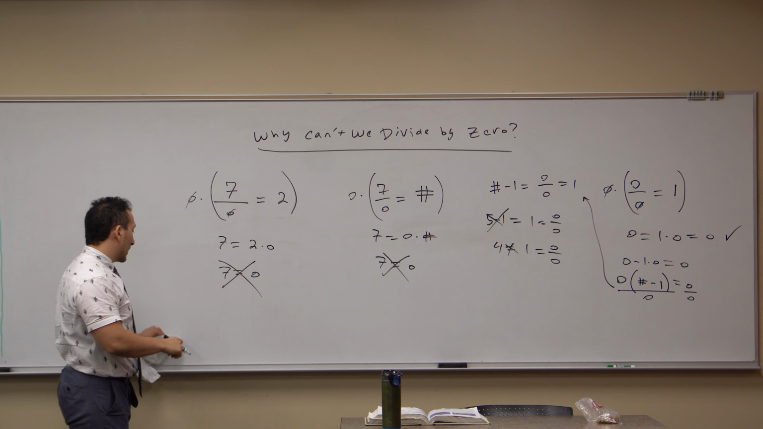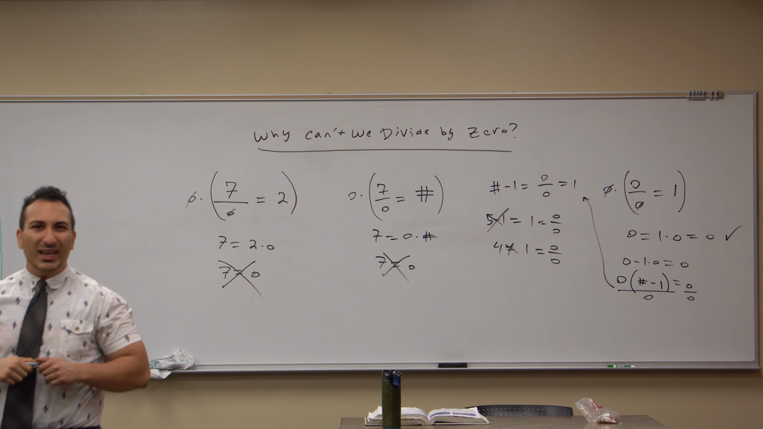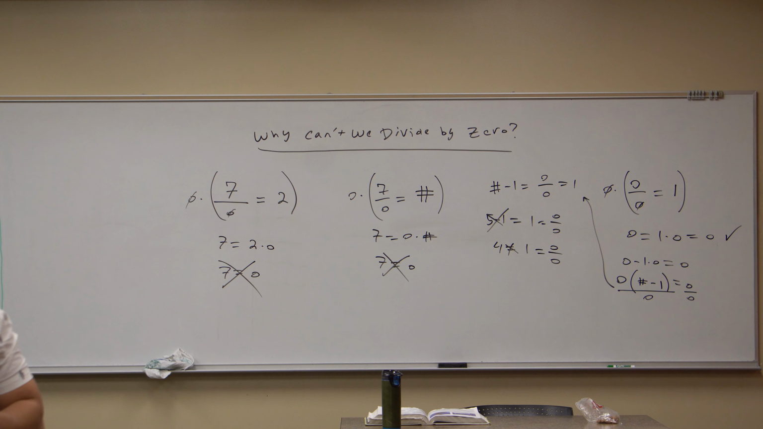So as you can see, even when we claim 0 over 0 is equal to 1, it doesn't work out. Once we do algebraic operations and try to solve for variables like we normally do, it results in contradictions. And therefore, these contradictions are the very reasons why we do not allow division by 0.